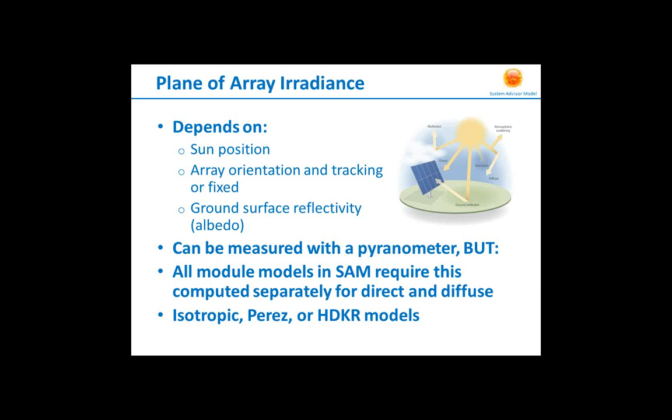At first glance, measuring POA might seem like the most logical option for the least weather uncertainty in modeling energy production. Unfortunately, all of the detailed PV module models in SAM require beam and diffuse as separate input components. So if you were to provide SAM with POA, we would have to use an approximation to back out beam and diffuse so that SAM could run the module models. This is the reason that SAM currently does not accept POA as an irradiance input.